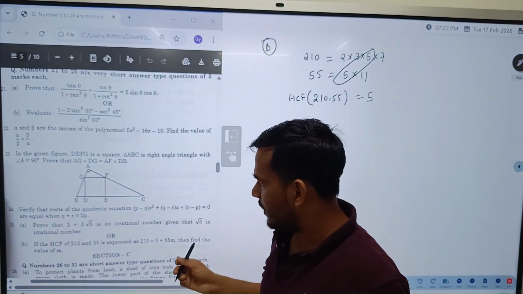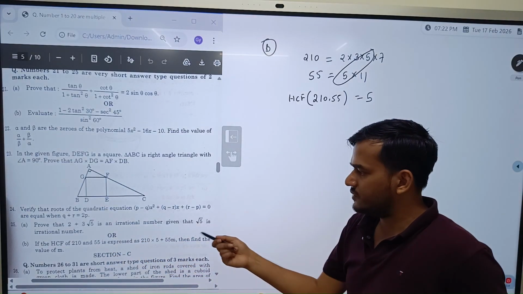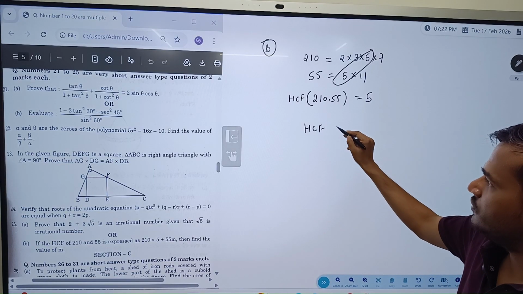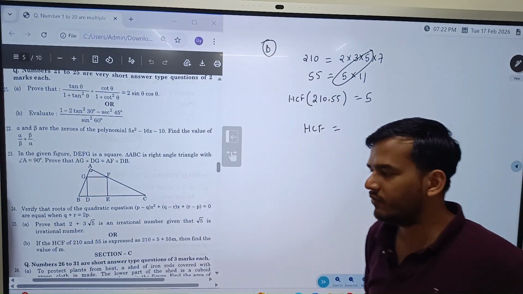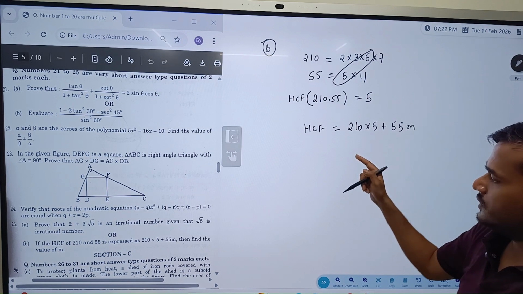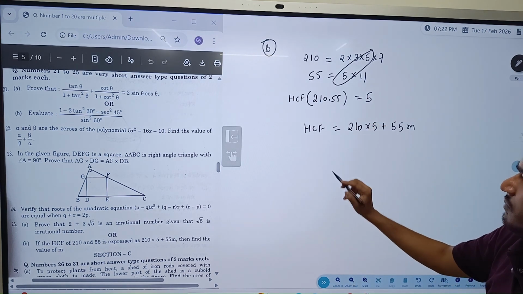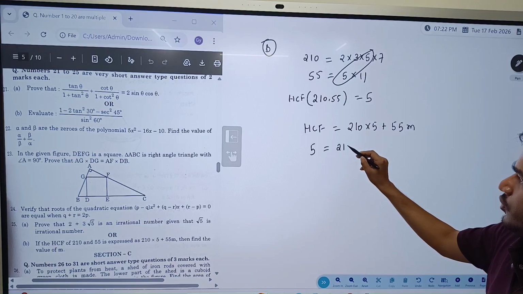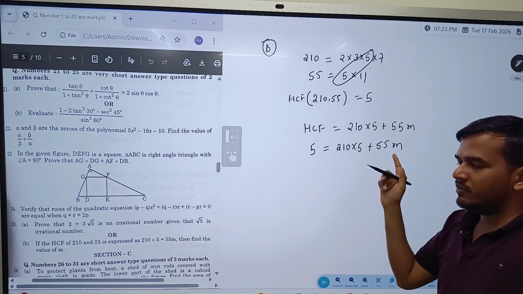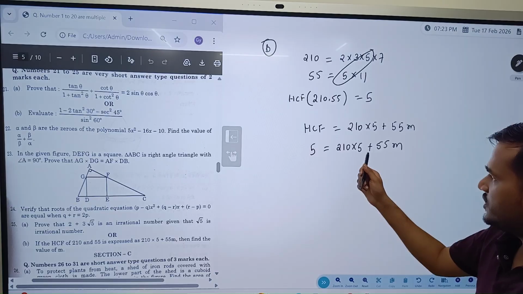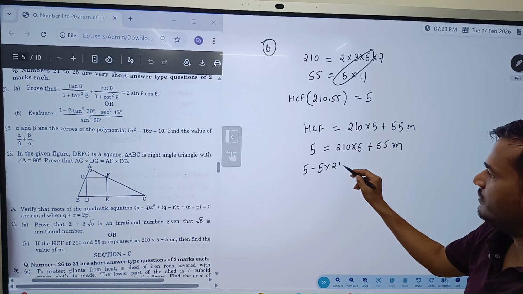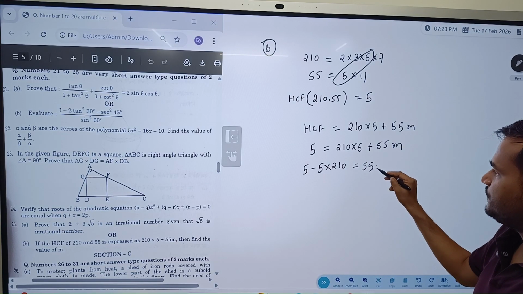Now according to the question, this HCF can be expressed like this. So HCF is equal to 210 into 5 plus 55m. So we can equate it with the HCF of the numbers. 5 is equal to 210 into 5 plus 55m. By solving this expression, we'll get the value of m. So just take this 210 into 5 to the left side. It will become 5 minus 5 into 210 is equal to 55m.